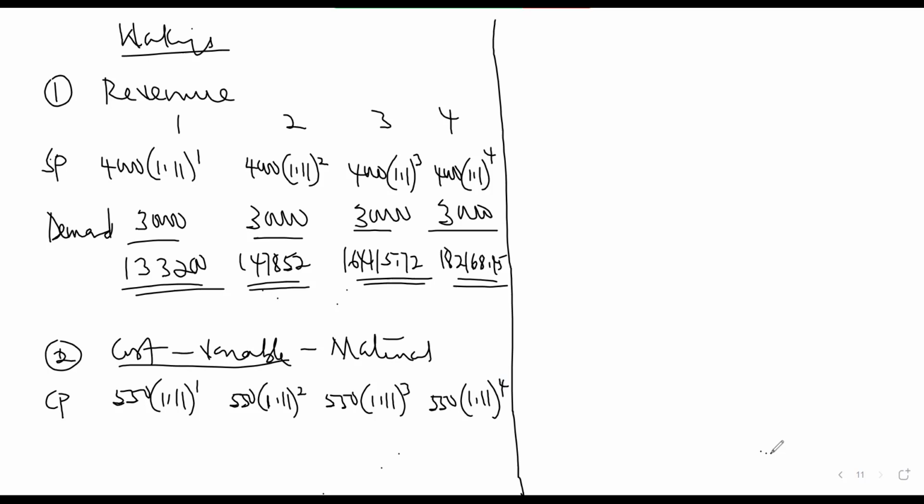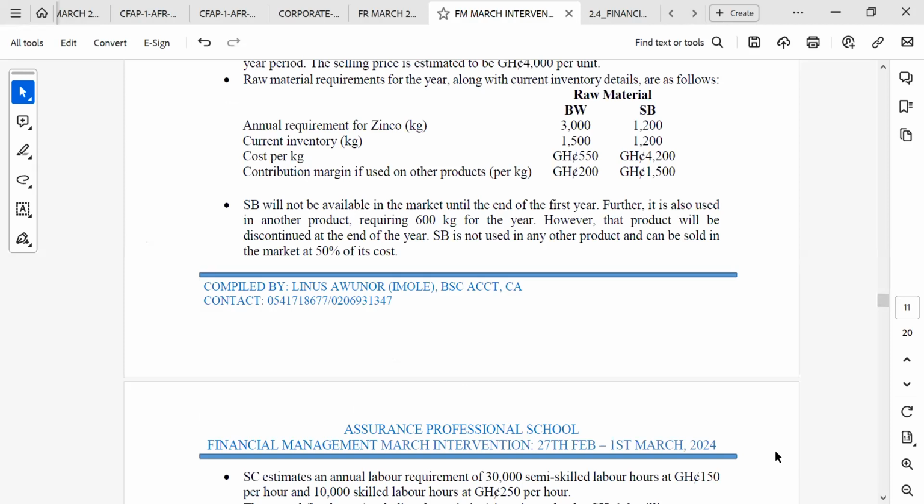Okay. Let's go to the material that we will be buying. Okay. Let's go to the demand now. You have to pay attention. This question is including MA and FM. You have to pay attention to something. What is the annual requirement? What is the annual requirement for zinc?